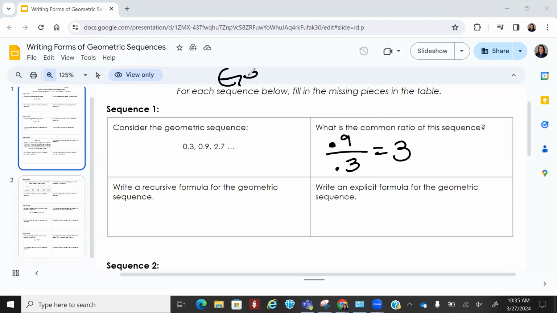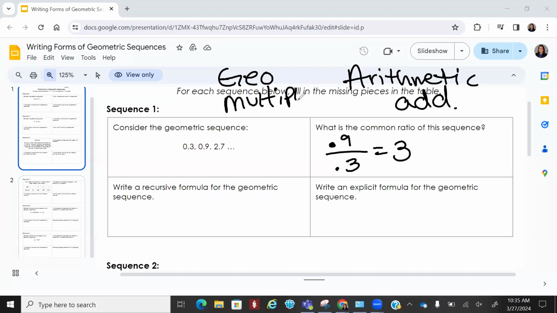Remember, there's a difference between geometric and arithmetic. The difference is arithmetic is adding, geometric is multiplying. Geometric, multiplying. Yep.